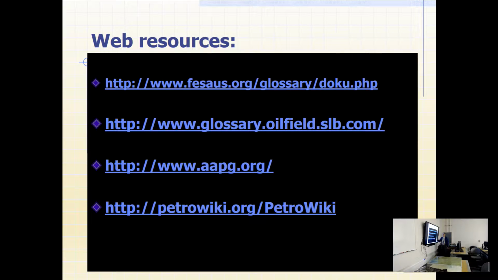As far as online resources go, these are just some things I put up here. They're live links, so when I give you the PowerPoint, I'll make this available to you. You can click on one of these and it'll take you to a glossary or a site where you can look up information. So if we use a word like gamma ray log or neutron porosity log, or words like matrix or dolomite, you can look those words up in one of these glossaries if they're unfamiliar to you.